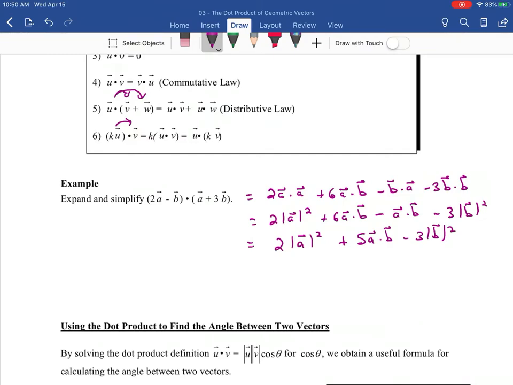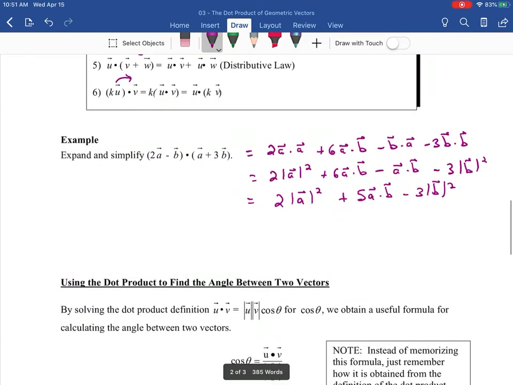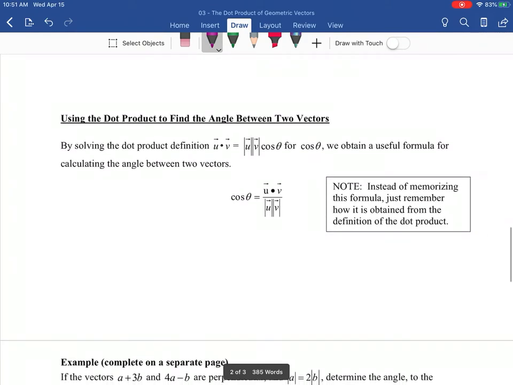So just a little taste of some vector algebra there, and that vector algebra isn't going to be that mind-blowing. The symbology is new, but it's sort of the same algebra we've been doing before.